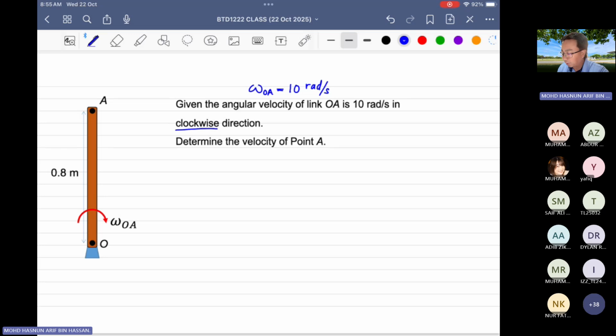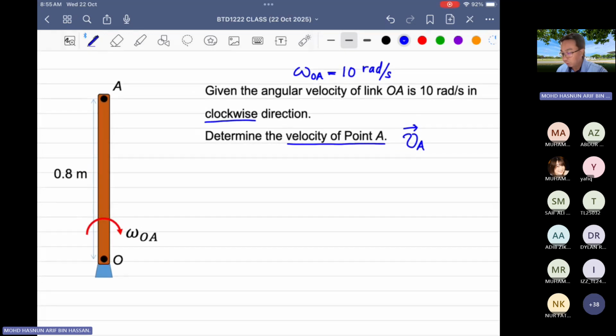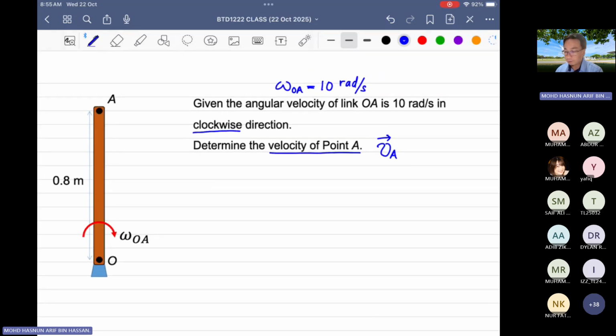Determine the velocity of point A. So what we want to calculate is basically VA, the velocity of point A. Normally we want to calculate this in vector, so we want to know what is VA in vector. First thing first, we need to know the direction of VA. So let's locate point A. Point A is here. We want to know which direction VA is pointing.